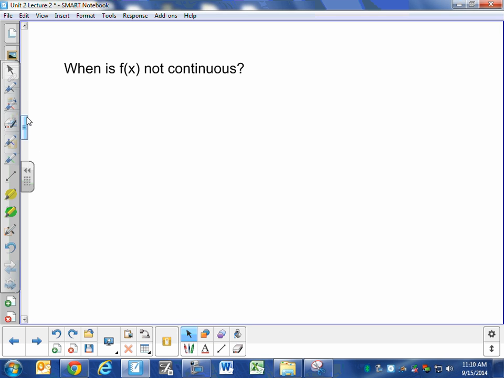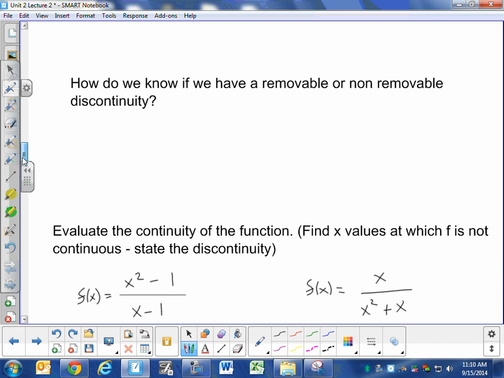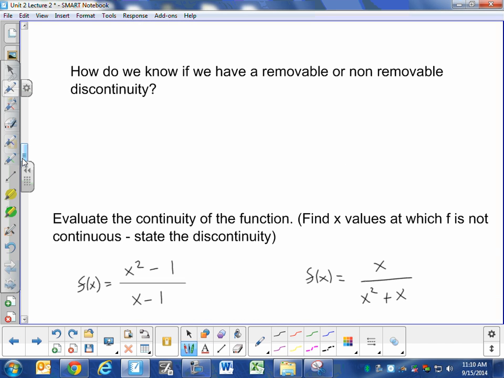Now, when is a function not continuous? If it's ever undefined. And a function is undefined whenever we have a denominator equal to 0. At those locations, we will have asymptotes. We might have holes. We might even have a jump. Okay, and this is just for one single function.